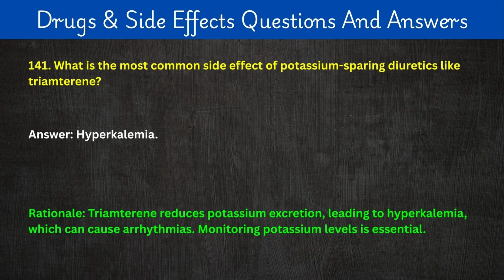141. What is the most common side effect of potassium-sparing diuretics like triamterene? Answer: Hyperkalemia. Rationale: Triamterene reduces potassium excretion, leading to hyperkalemia, which can cause arrhythmias. Monitoring potassium levels is essential.